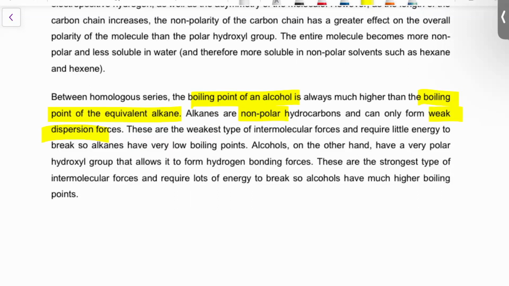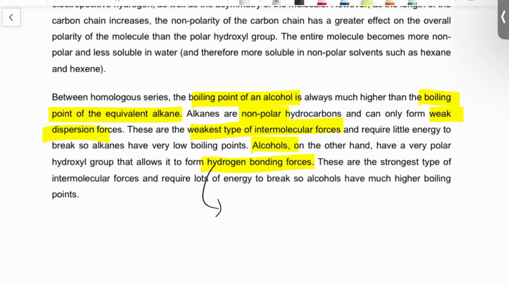Okay, but alkanes, non-polar, weak dispersion forces, those are the weakest type of intermolecular forces. Because it's the weakest type, you don't require as much energy to break it, which means alkanes have really low boiling points. Alcohols, on the other hand, have your hydroxyl functional group, which means they can form hydrogen bonding forces. Now, hydrogen bonding forces is between hydrogen and 3 different types of elements. Hydrogen bonded to an oxygen is one of them, because now we're talking about alcohols with your OH.